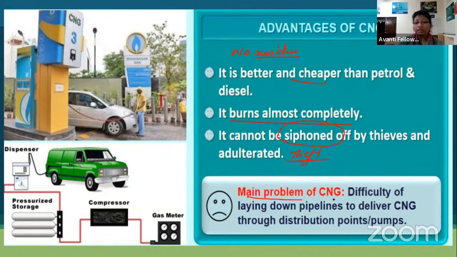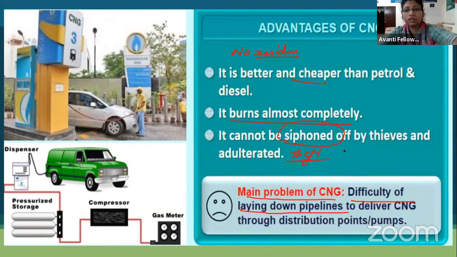But the main problem of CNG is the difficulty of laying down pipelines, as CNG can only be transported through pipelines like LPG. In most places now, LPG is delivered in the form of pipelines instead of those cylinders. Did you know about that? LPG nowadays is also distributed in a particular colony through pipelines instead of delivering gas cylinders. Sometimes this pipeline gets damaged underground and leads to gas leakage, and sometimes it causes an explosion. So this is the main reason behind the difficulty of transportation and availability of CNG.